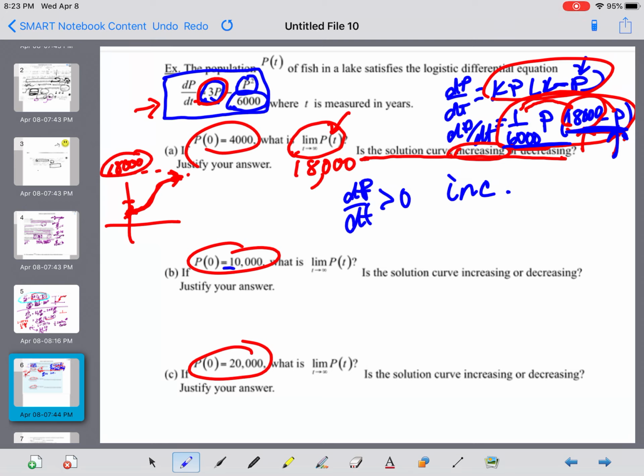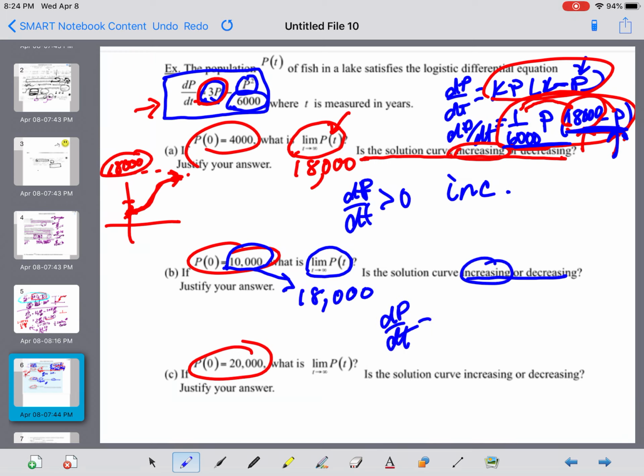All right. If I put in 10,000, and this still fits this population of fish in a lake, the limit as t approaches infinity, I don't care how many you put in, it can only hold 18,000. So it looks like they're giving you a whole new problem, but they're not. Is it increasing or decreasing? Well, if I put in 10 and it can hold 18, it will definitely be increasing. But we can look at this again in calculus. The first derivative, if I put in 10,000 right here, 18,000 minus 10,000 is still greater than 0, and so it's increasing.